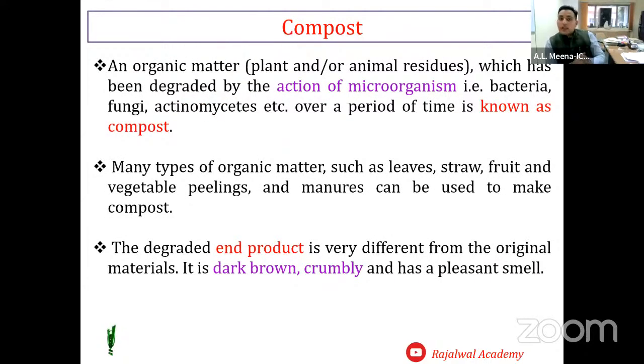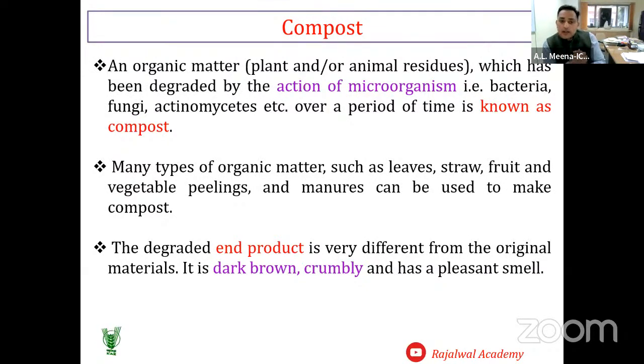Now coming to the compost. Organic matter which has been degraded by the action of microorganisms like bacteria, fungi, and actinomycetes over a period of time is known as compost. Whatever organic material you are using for preparation of organic manure will be degraded by the bacteria, actinomycetes, fungi, and many other organisms available in your composting material, and this will be converted into compost.